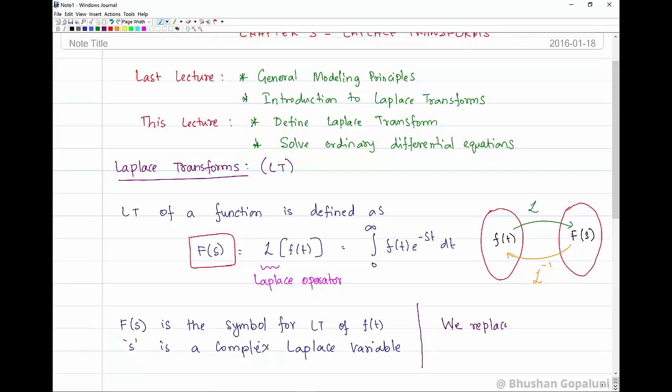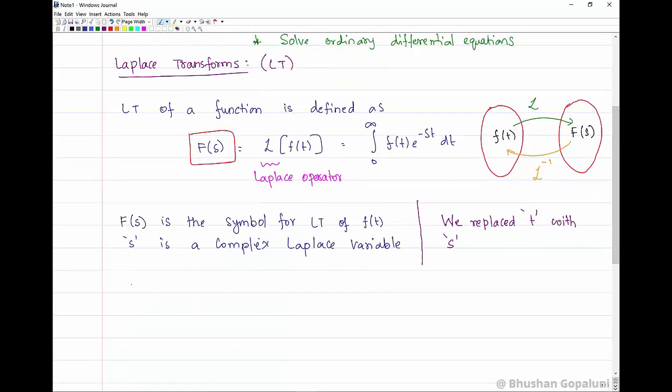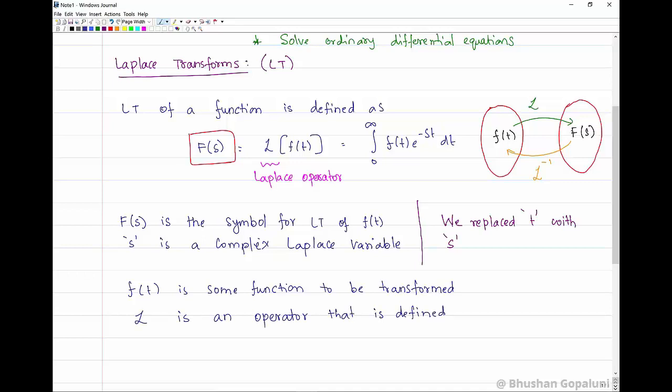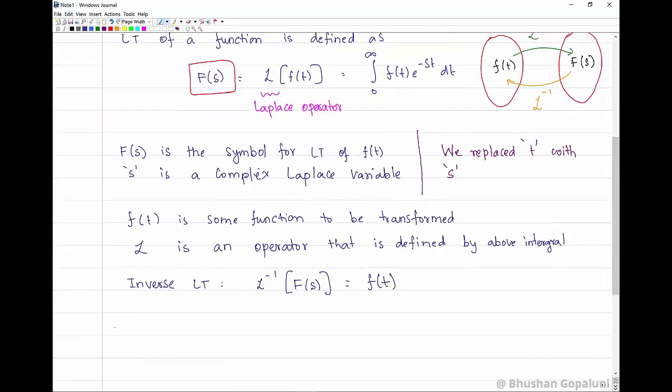S is a complex Laplace variable. In the process of going from time domain to Laplace domain, we simply replace the variable t with the complex variable s. But the function itself, f of t, small f and capital F, those two functions are also going to be different. Inverse Laplace transform of F of s would give you the original function back, which is small f of t.